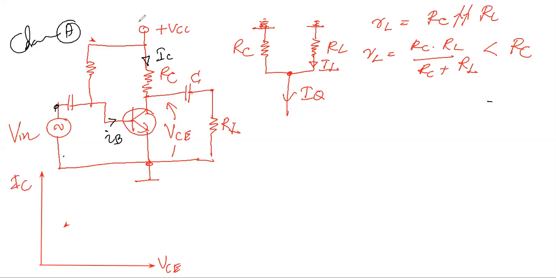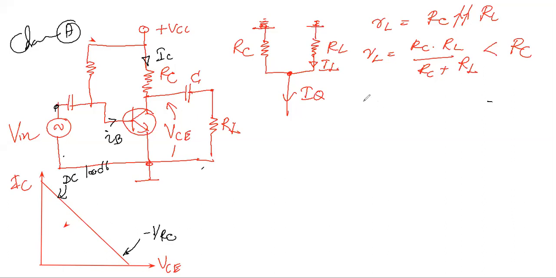This is the shape for the DC load. This is the DC load line. As you know, the tangent value is equal to 1 over RC. This tangent is equal to minus 1 over RC.